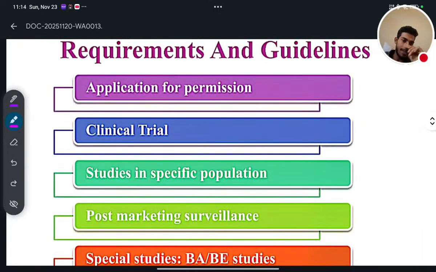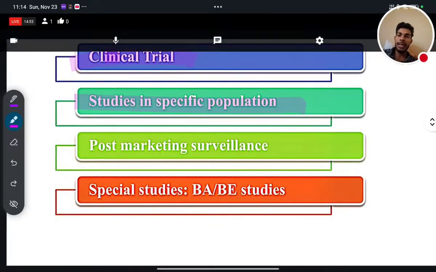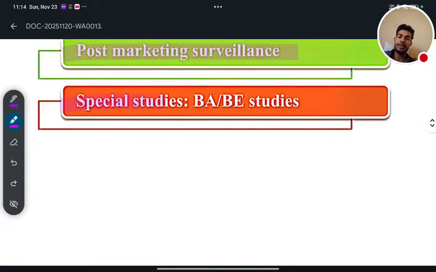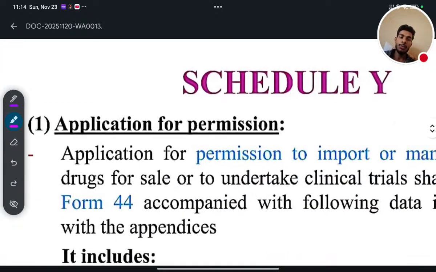So what are the requirements and guidelines? Number one is application for permission. Second step is clinical trial. Third step is studies in specific populations, such as different areas, children, old people, old men and young men, and also pregnant women and other specific populations. Post marketing surveillance will come in step 5. Next, special studies, BA/BE studies. We'll see them now.